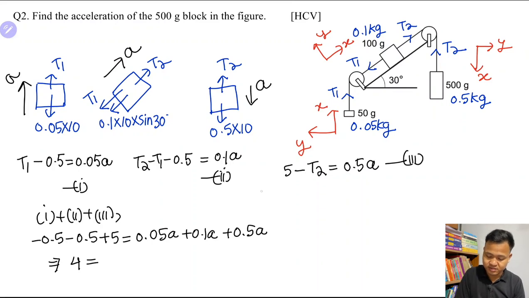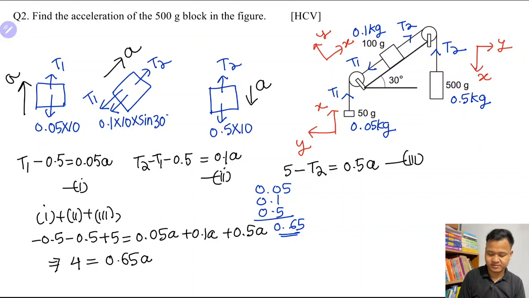On the right side, with the decimals, 0.05 plus 0.1 plus 0.5 gives 0.65. So right side I have 0.65A, so A is 4 divided by 0.65, which is 400 divided by 65.